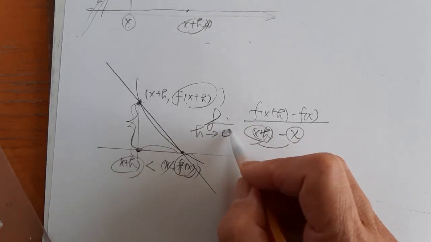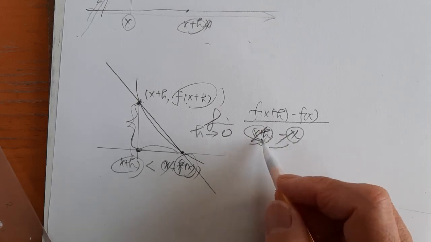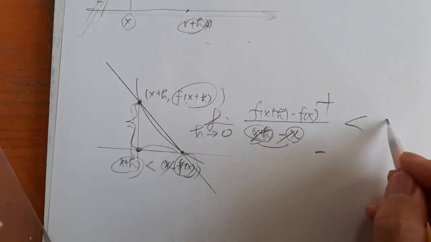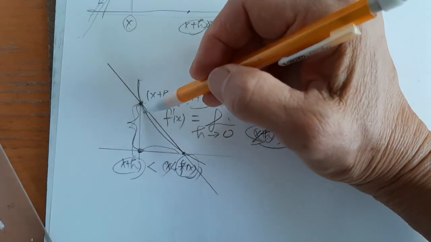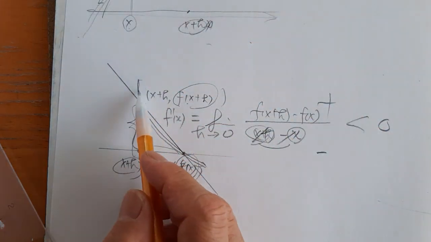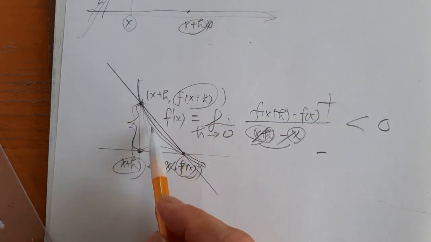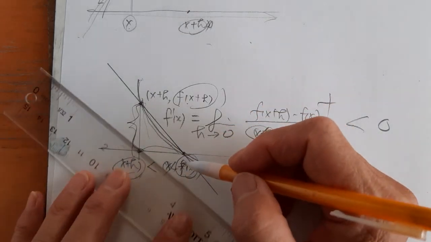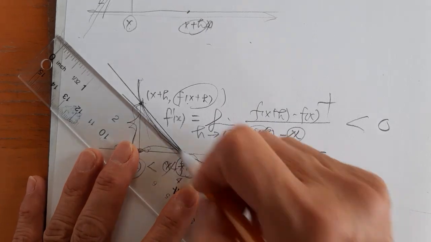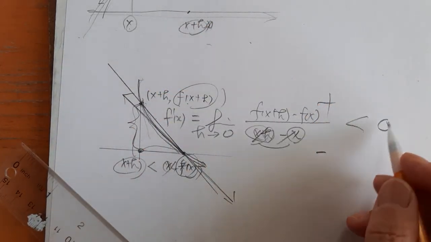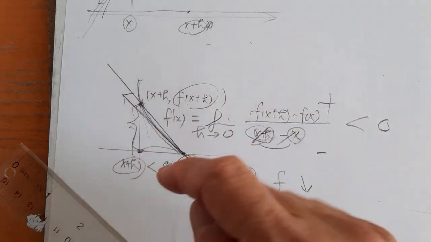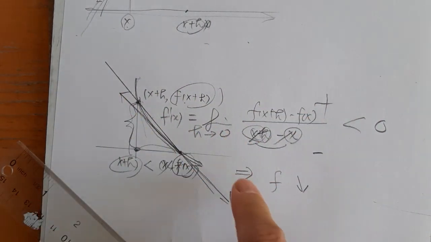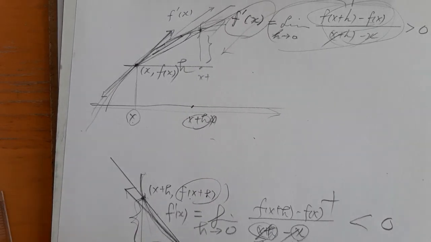Then positive over negative, the slope is negative. That is the first derivative. So for a decreasing function from left to right, the y value goes lower and lower. For a decreasing function, the first derivative is negative. The function is decreasing, which means the slope falls down to the right. The tangent line falls down to the right.